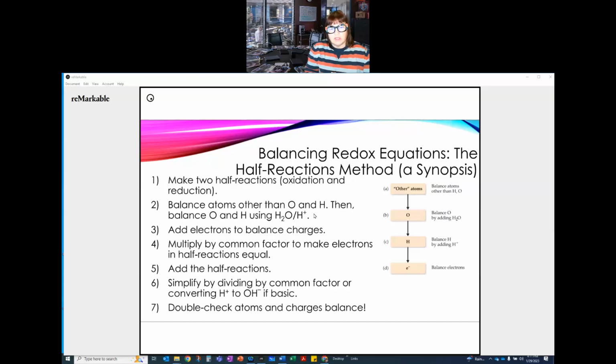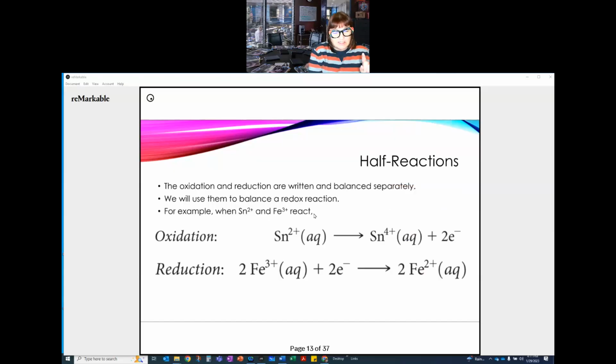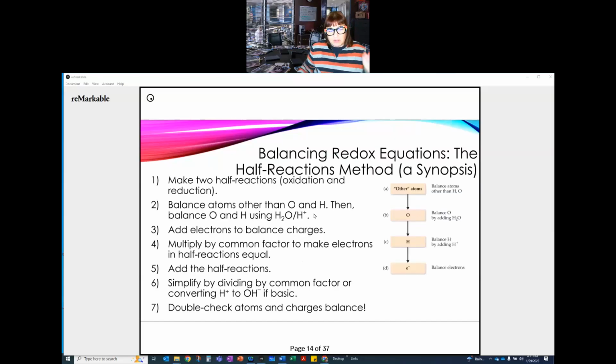So what we're going to do is make two half reactions. One's an oxidation, one's a reduction. Always looking for, like, in the cases we were talking about before, a tin half reaction and an iron half reaction. We're going to balance for anything that's not oxygen or hydrogen. So for the tin, we need to make sure we have tin on both sides in the same number, and then for iron, we need to have iron on both sides in the same number.